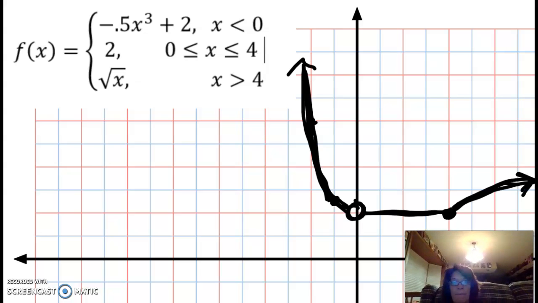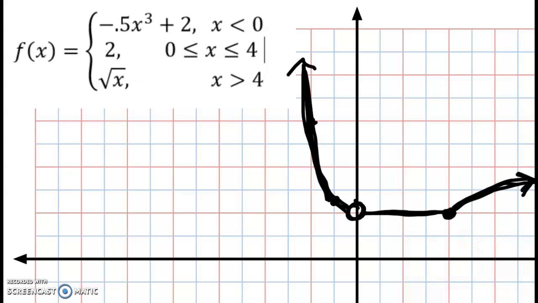Okay, so I was right on this spot here, where between 0 and 4, I was the line y equals 2. And then bigger than 4, I'm the square root of x. So 4, 2, 9, 3, etc. We know what the square root looks like. So this is what our graph would be.